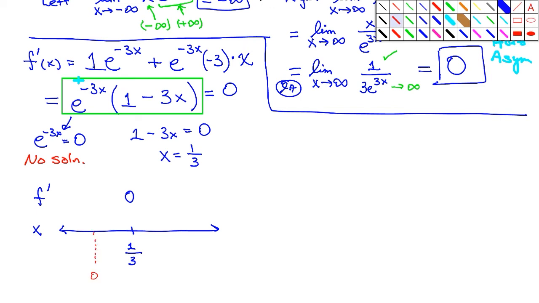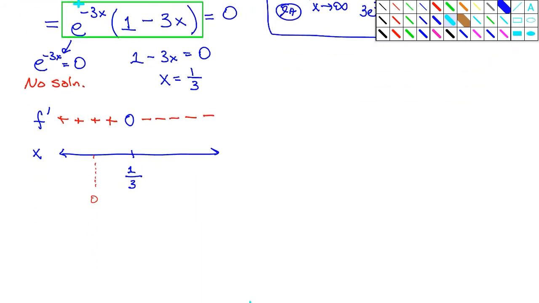And if I plug in 0, I get a positive. So this is going to be positive. And the multiplicity of the 1/3 was odd, so this side is negative. That tells us that the function is increasing followed by decreasing. And that we have a maximum right here.